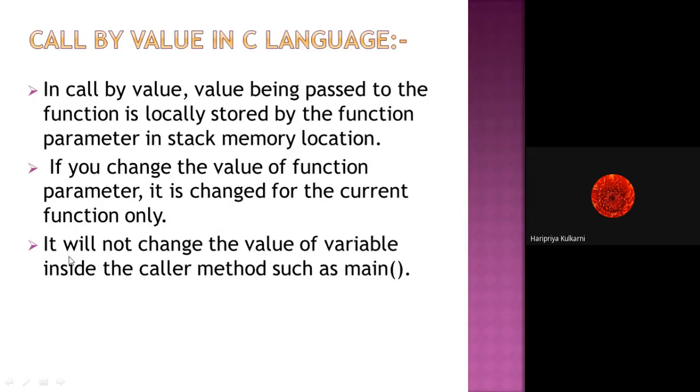Okay, see. In call by value, the value being passed to the function is locally stored by the function parameter in the stack memory location. If you change the value of a function parameter, it is changed for the current function only. It is changed only within the function. It will not change the value of the variable inside the caller method such as main. म्हणजे मेन प्रोग्राम मध्ये त्याची व्हॅल्यू चेंज होणार नाहीये, ती फक्त विदिन द फंक्शन होणार आहे. सो इट इज कॉल बाय व्हॅल्यू.